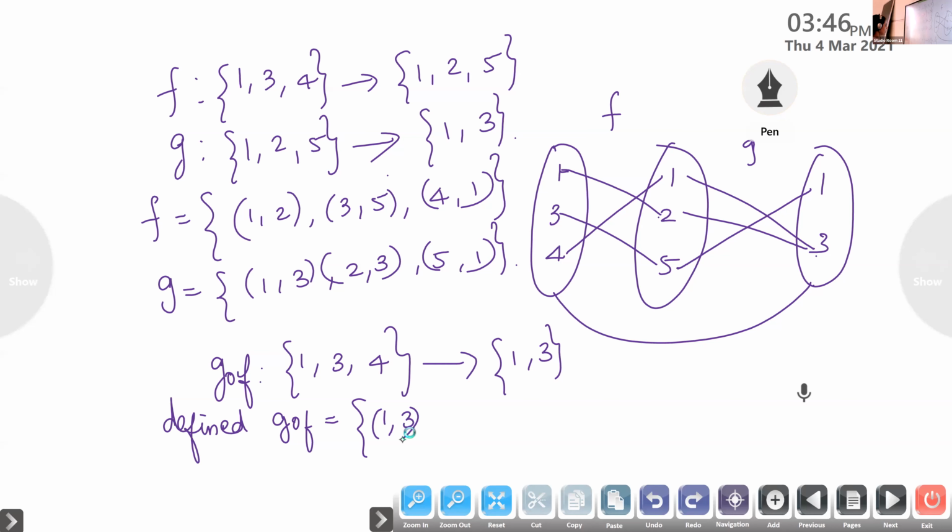Take the second element 3. 3 is mapped onto 5, 5 is mapped onto 1. Now take the third element 4. 4 will be mapped onto 1 and 1 will be mapped onto 3. So this is how g composition f is defined. G composition f is a mapping from {1, 3, 4} to {1, 3}. From this diagram, you can easily give the answer.